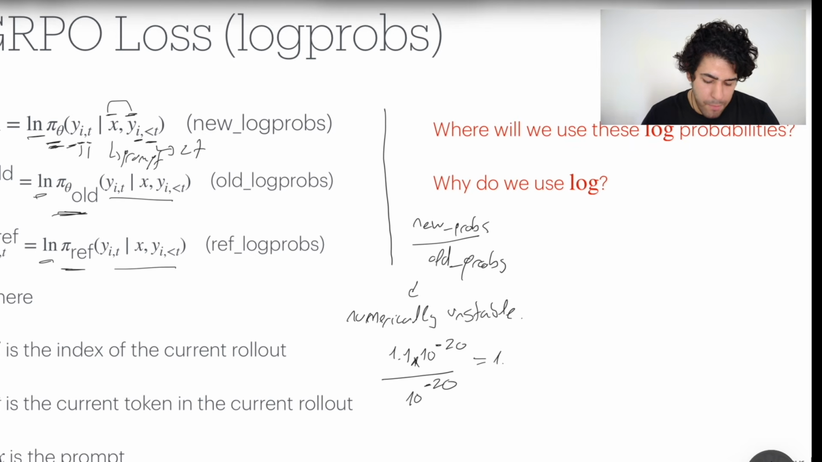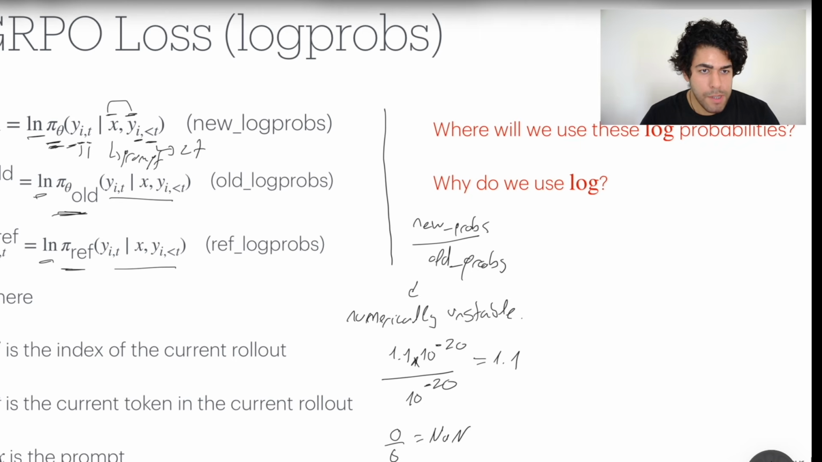It is 1.1, right? But in practice, if you are working with limited floating point precision, they may both become 0 because 10 to the minus 20 will underflow, and as a result, what you will have is 0 divided by 0, which is not a value, which is not something that you want. So we have to solve this problem somehow when comparing these probabilities.